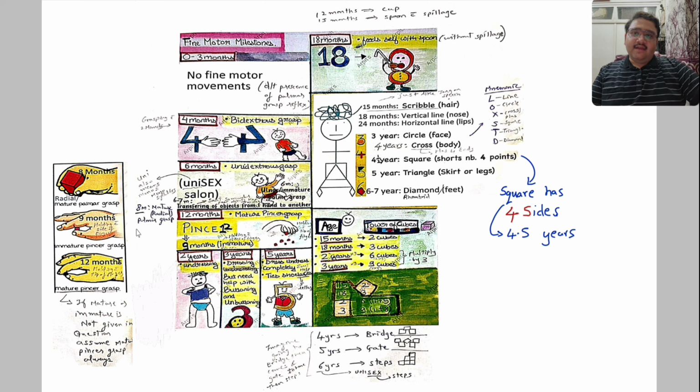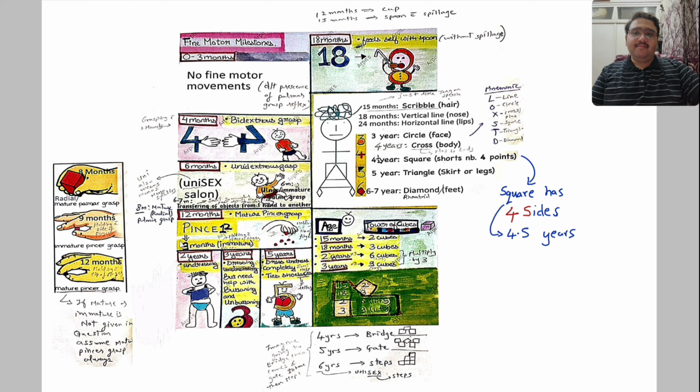Then at 8 months mature or radial palmar grasp. You can see this is the mature radial palmar grasp at 8 months. Then at 9 months immature pincer grasp holding with a side of finger. Then at 12 months, mature pincer grasp holding with tip of finger. You can see tip of finger. If mature, immature is not specified in the question, then assume it is a mature pincer grasp.